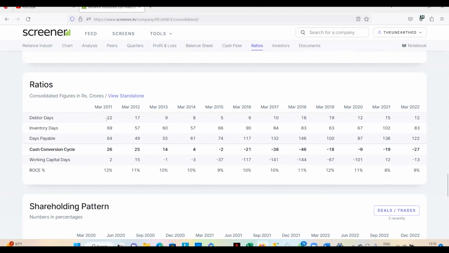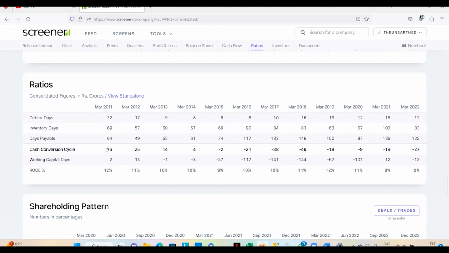I repeat again. They'll get the cash from the customer in 22 days, and they have to pay for the goods, the raw material they're buying, after 64 days. That's a good, healthy ratio.